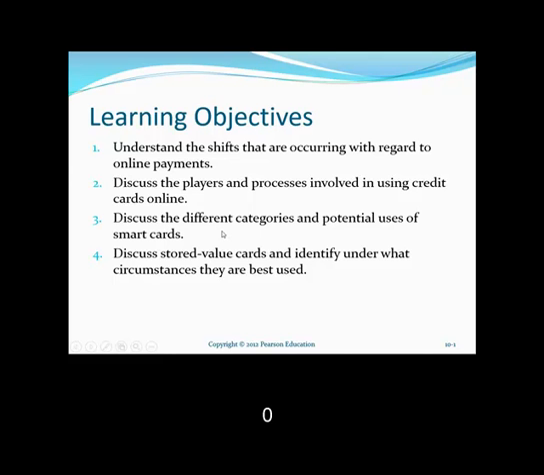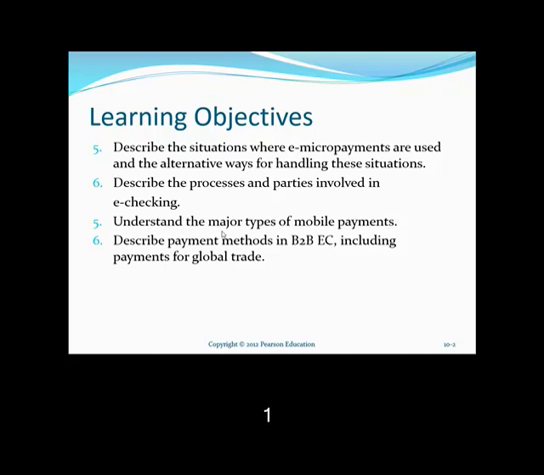So there are several learning objectives here. Understand the shifts that are occurring with regard to online payments, discuss the players and processes involved in using credit cards online, discuss the different categories and potential users of smart cards, discuss stored value cards and identify under what circumstances they are best used, describe the situation where e-micropayments are used and the alternative ways for handling this situation, and lastly describe the process and parties involved in e-checking.